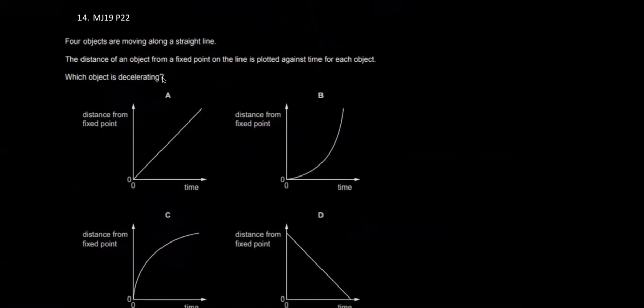Question 14. Four objects are moving along a straight line. The distance of an object from a fixed point on the line is plotted against time for each object. Which object is decelerating? So the answer is pretty simple, I believe. आपको आना चाहिए at this point. Distance time graph. What is the answer? आता है ना?